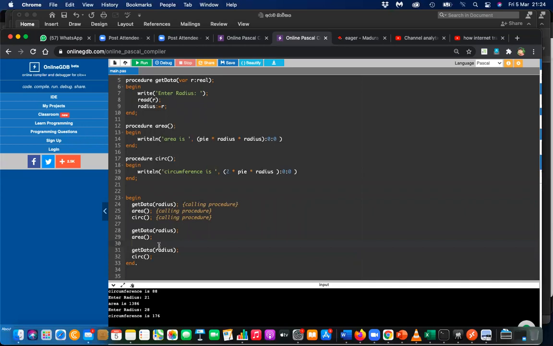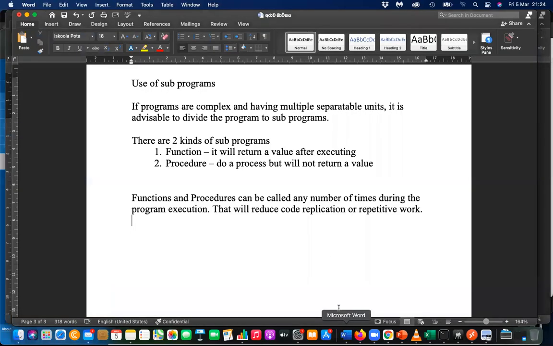Right? Everything is lunch. So when you say lunch, you can just call it, and everything will happen. Similar to that, when you call by the name, everything under that will happen. That is the advantage of having these functions and procedures.